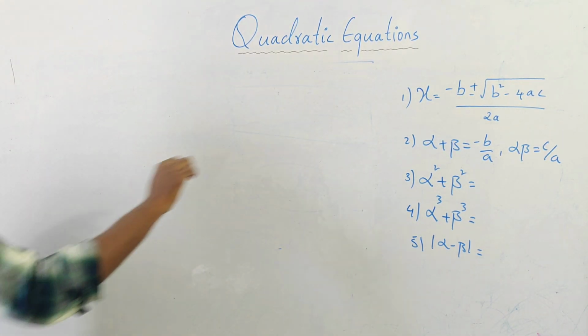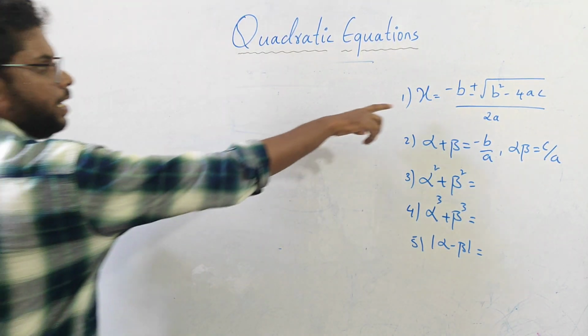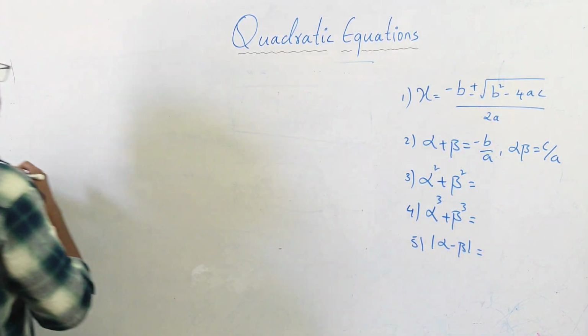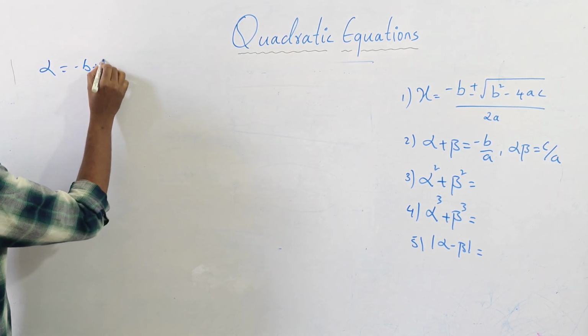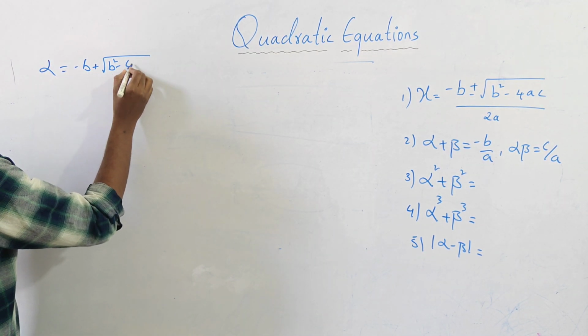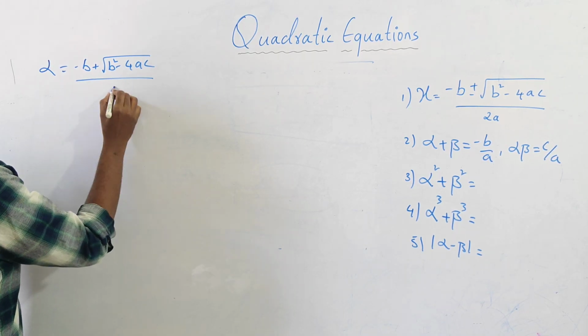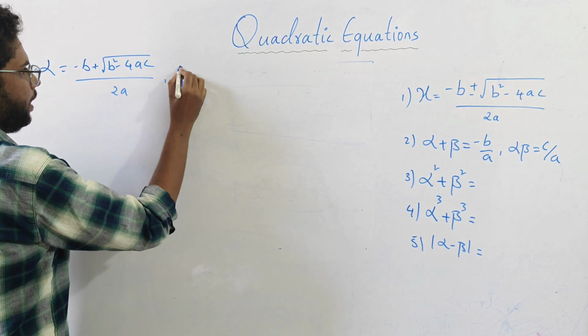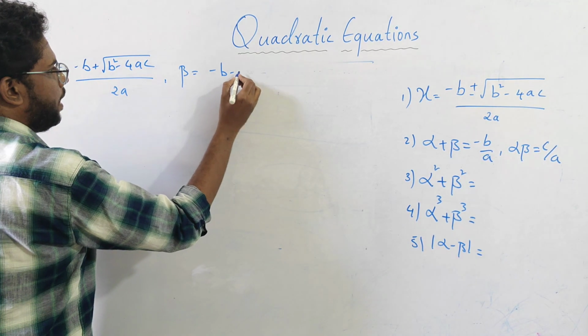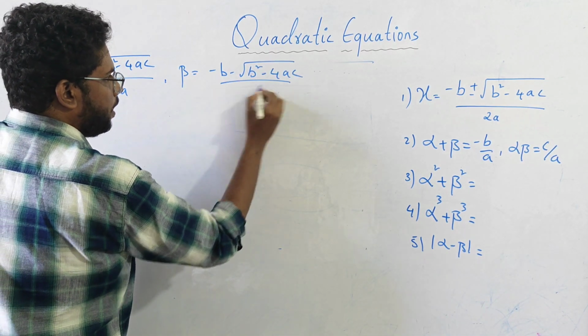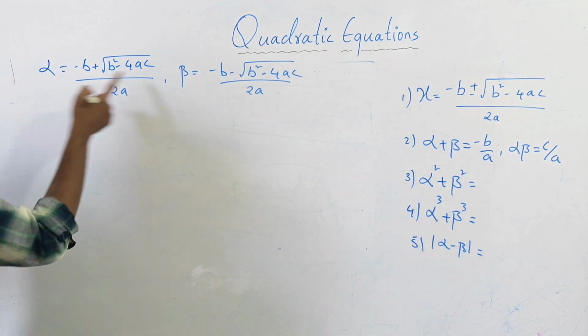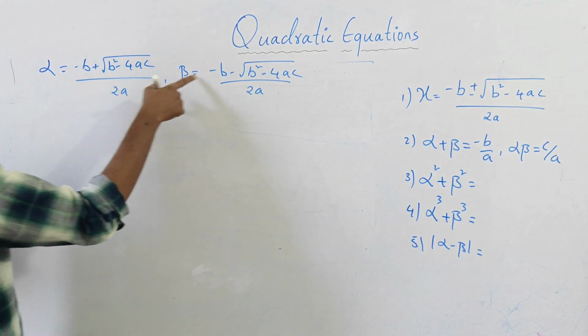Now let us see the second part. So from here we got the two roots. Can I write alpha like this? First root alpha as minus b plus under root b square minus 4ac by 2a, and can I write another root beta as minus b minus under root b square minus 4ac by 2a, correct? Two roots are there, alpha and beta, alpha with plus, beta with minus.